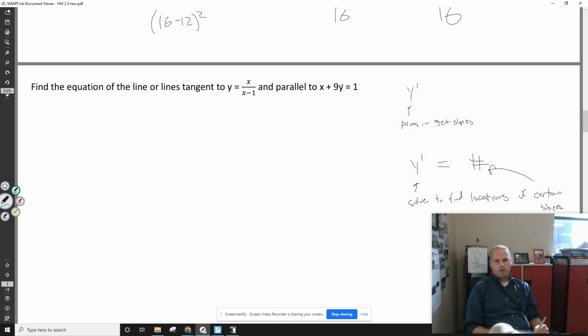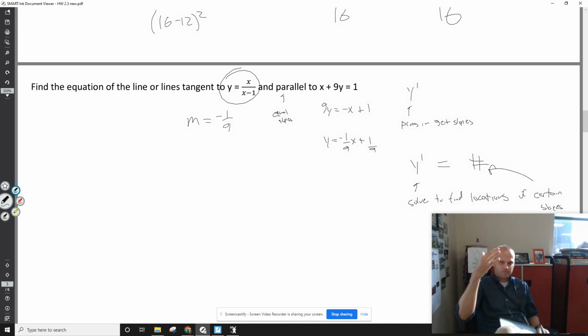Now, the only way I know what is the slope we're looking for is to figure out the slope of this line. Parallel lines have equal slopes. We remember that from our algebra classes. So I need to figure out what is the slope of this guy. I'm going to subtract the x, divide by 9, and I get negative 1/9. So I'm trying to figure out when this has a slope that equals negative 1/9.